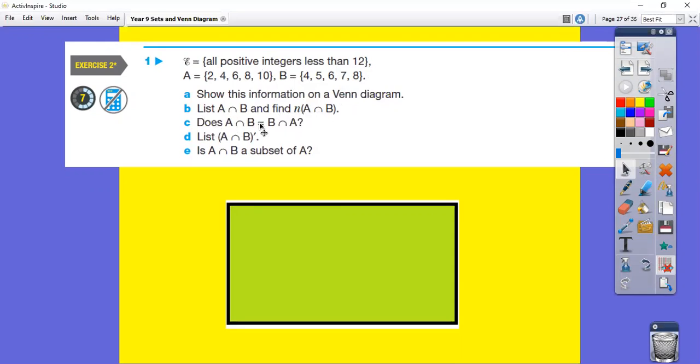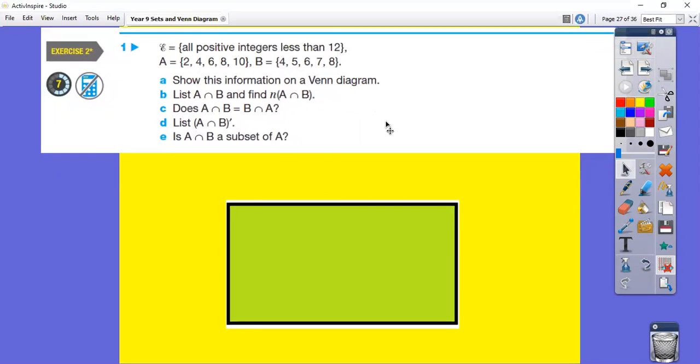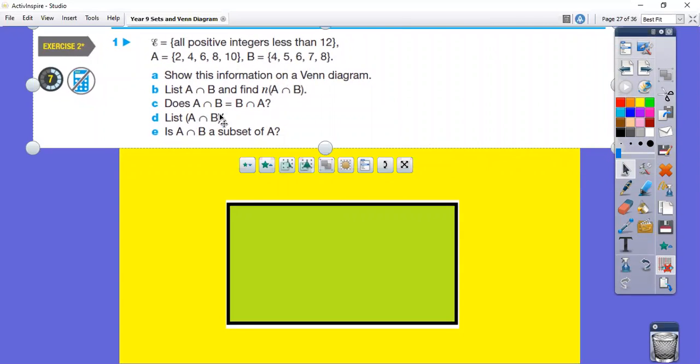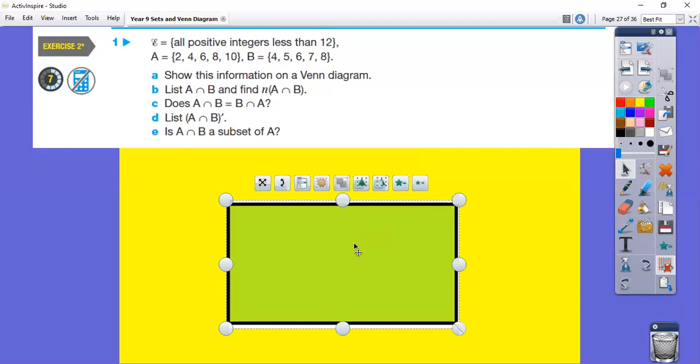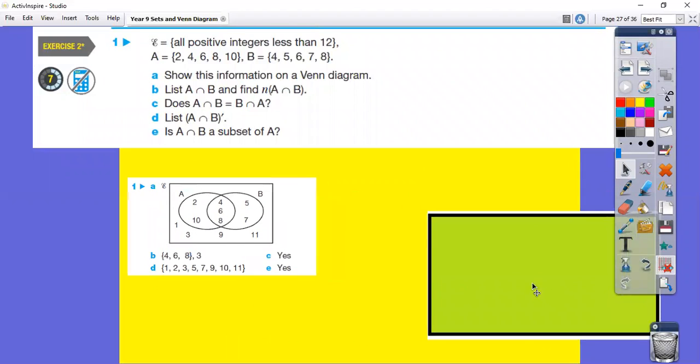Is A intersect B the same as B intersect A? And then it tells you to list. Now you've got to be careful here. There's the little apostrophe on top, which is basically saying the opposite. So list the members which are not in the intersection of A and B. And the final part of the question is, is A intersect B a subset of set A?